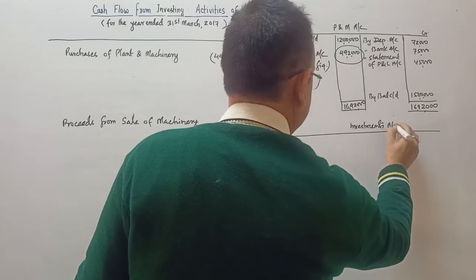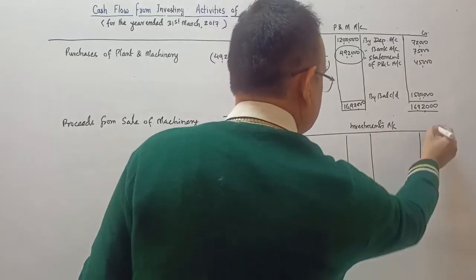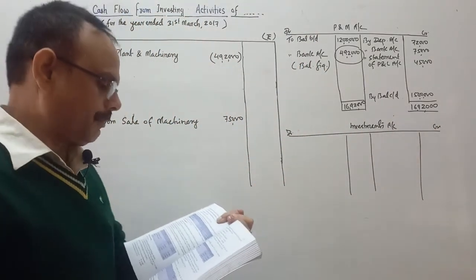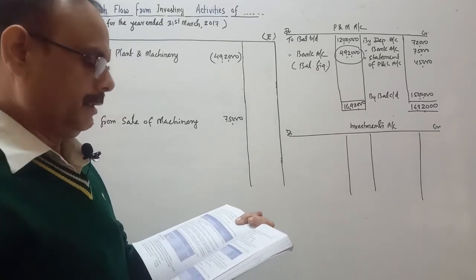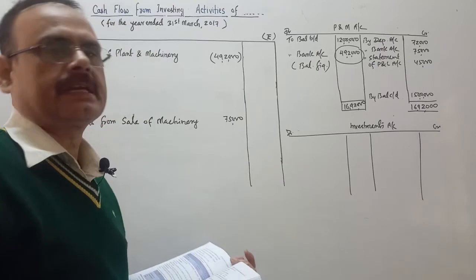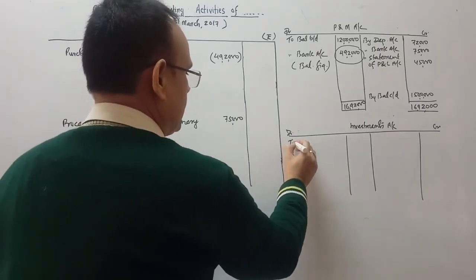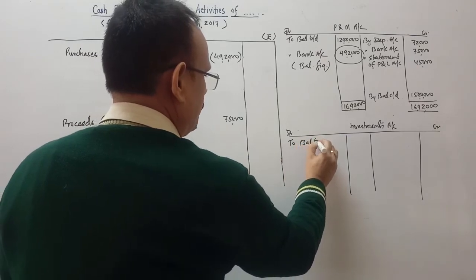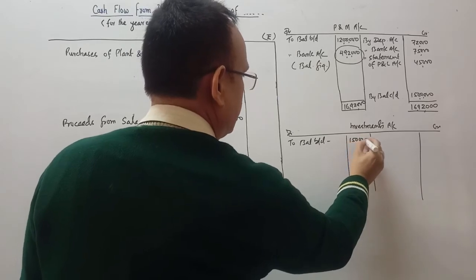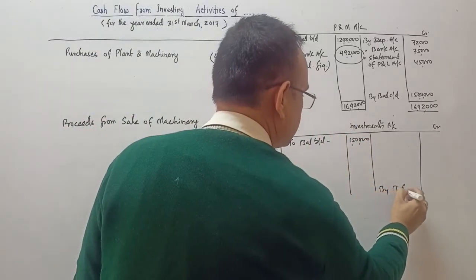Investment account. The second working is for the investment account. On the debit side, you write the opening balance of long-term investment. In 2016 it is 1,50,000 and in 2017 it is 4,20,000. So the opening balance is to balance brought down. Opening balance of investment is 1,50,000 and the closing balance of investment, you write this side by balance carried down.